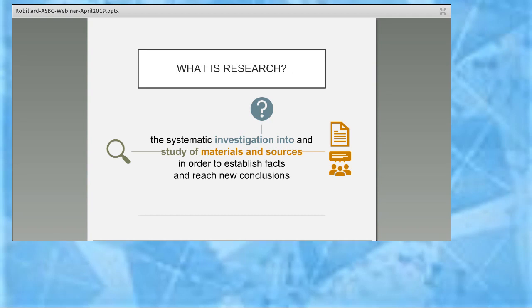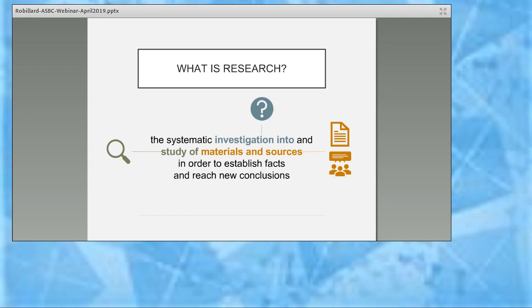But maybe I want to understand through research the impact of a drug on a given tissue, maybe brain cells. And in that case, the easiest way to do that might be to use materials and sources from a model organism, such as an animal model. And that will then be the materials and sources that I use.